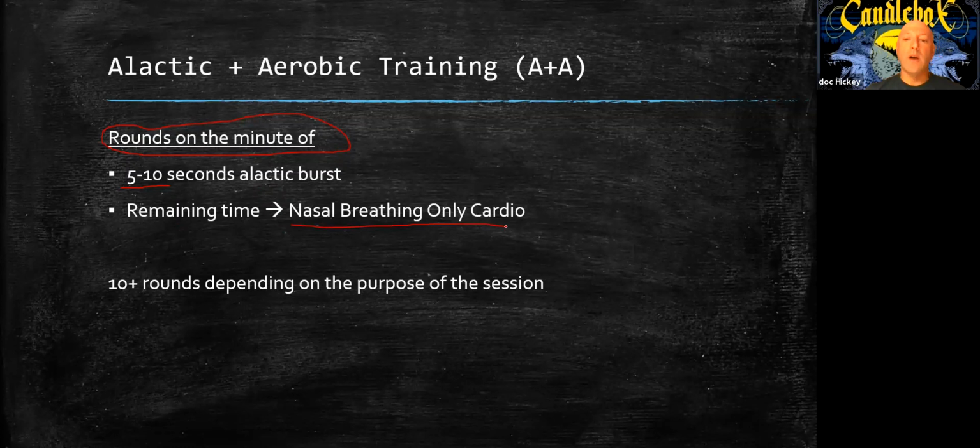I know Prince has one of his guys doing sled pushes. So if we're going to do some ANA training with Prince's athlete, his athlete's going to do a 5-second max effort sled push, and then once the sled push is done, right into a 55-second easy jog, nasal breathing only, and then back around to the sled, push the sled 5 seconds, 55-second rest, 10 rounds or more, depending on the purpose. So as a strength coach, what's the purpose of this session?